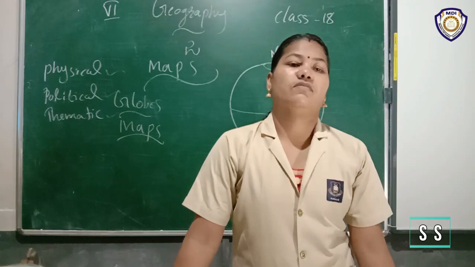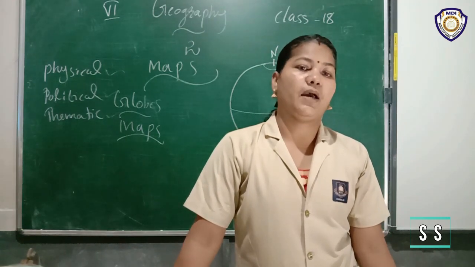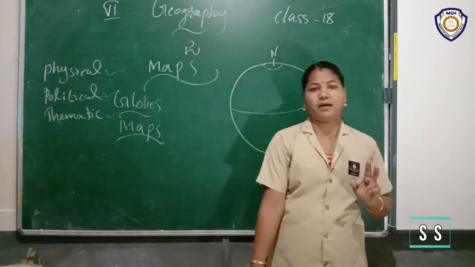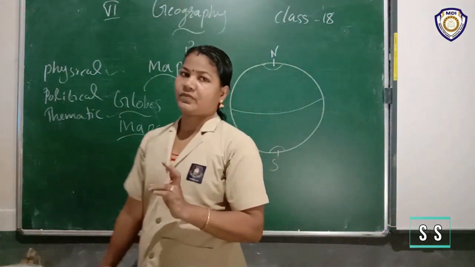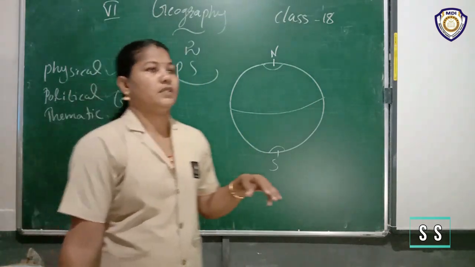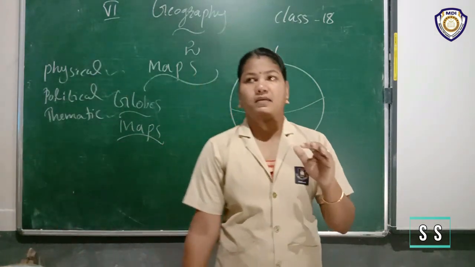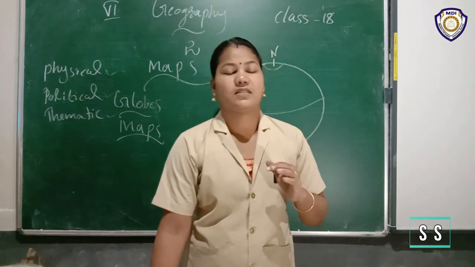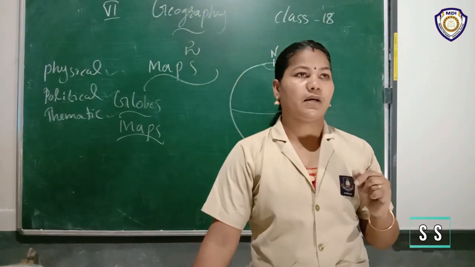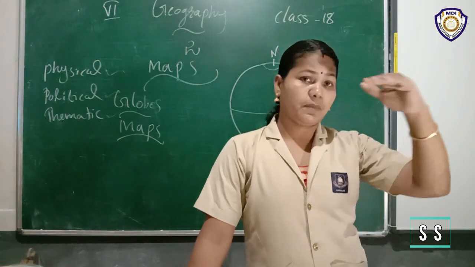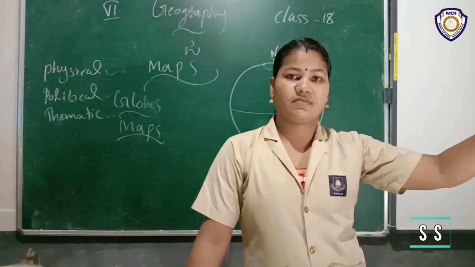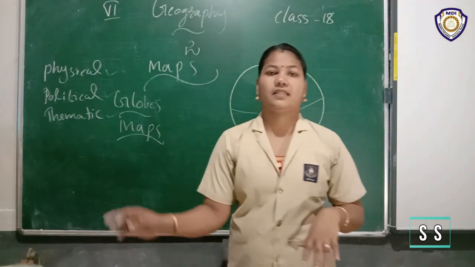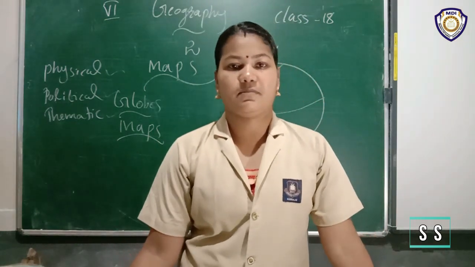Then we discussed what are the three types of map: political map, physical map and thematic map. Firstly, we discussed the physical map, which includes plateaus, plains, rivers, mountains, etc. The second one, we discussed the political map, which includes the boundaries of the countries, states, cities, villages, etc. Lastly, we discussed the thematic map. The speciality of the thematic map is that it includes certain themes.